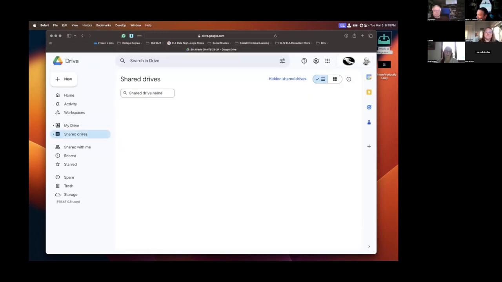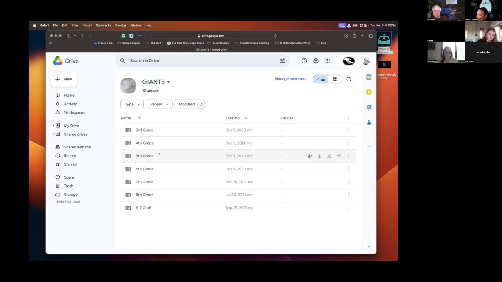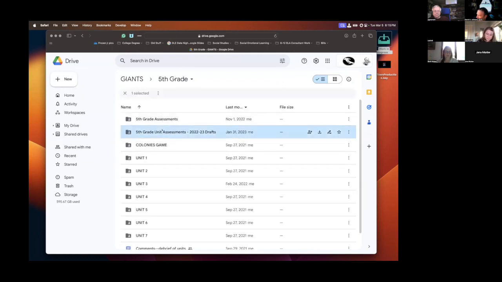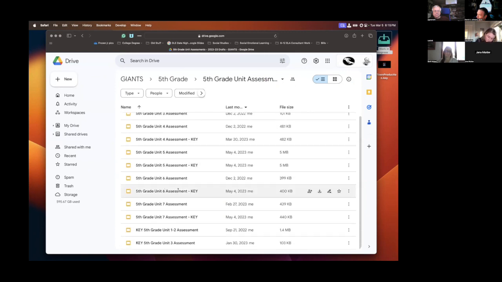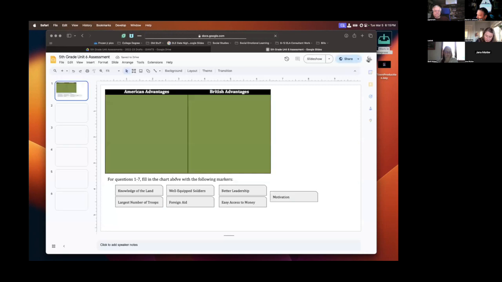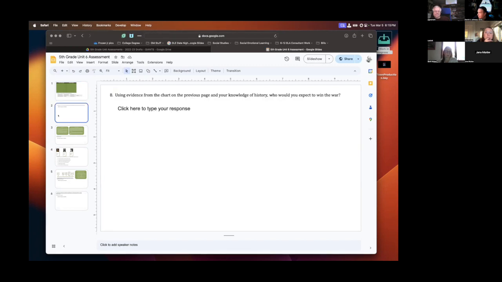We do have an assessment for this one, and remember the assessment folder is linked at the top of the agenda. You can always email me if you need it directly as well. It's very Revolutionary War heavy, obviously. I'm bringing this up again because these same item types will pop up on the M-Step. So if you haven't been utilizing some of our assessments, the previous unit and this one might be good ones to start with, because we've got some drag and drop questions on American and British advantages during the war.